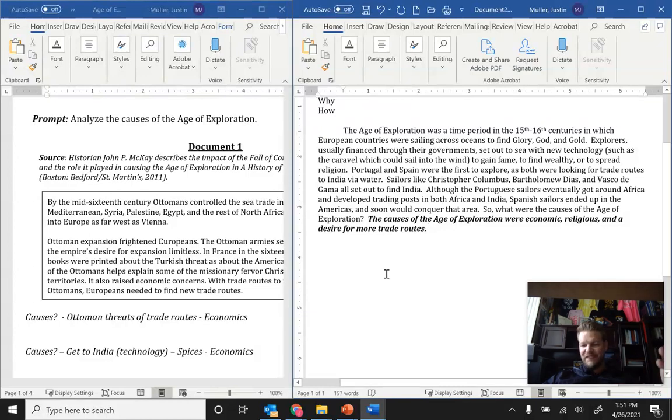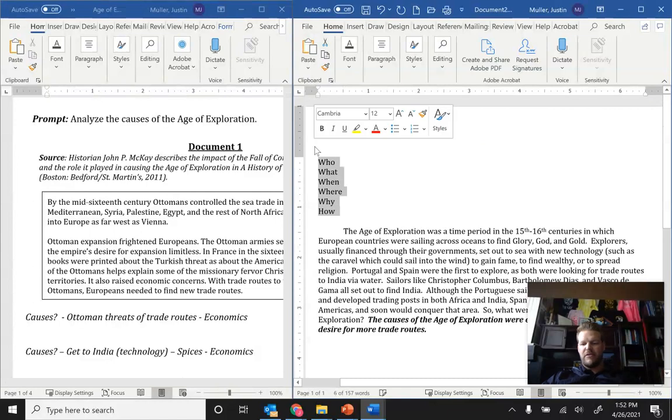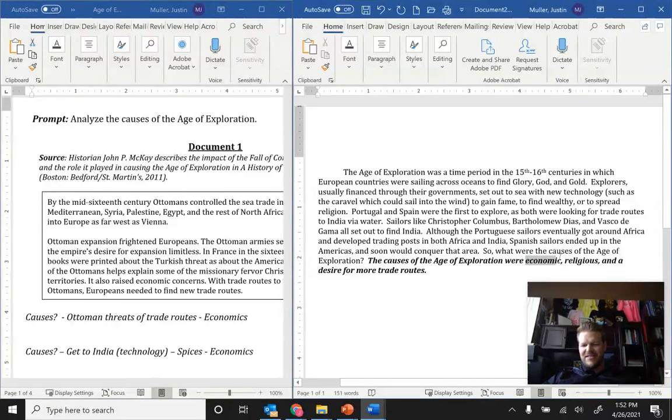Because the causes of the age of exploration were economic, it's just not enough. Again, it's asking me, I'm going to delete my who, what, when, where, why, and how. It's asking me to analyze the causes. So I've got to go a little deeper into the economic thing. Like there's got to be another term for this. I don't know what it is yet, but I'm actually going to write my paragraph and then maybe it'll help me think of this.